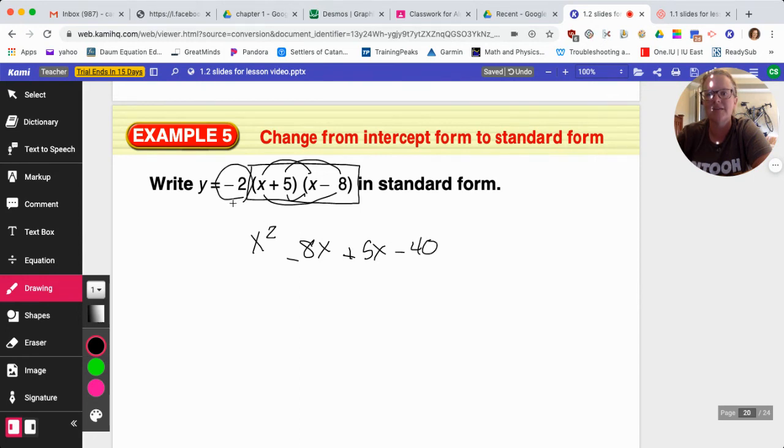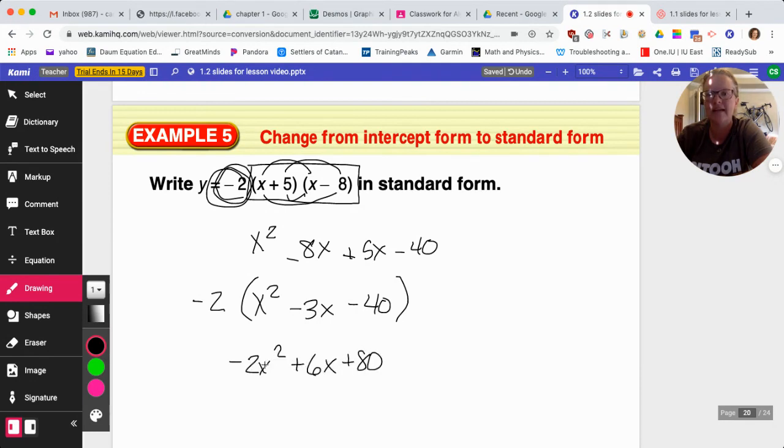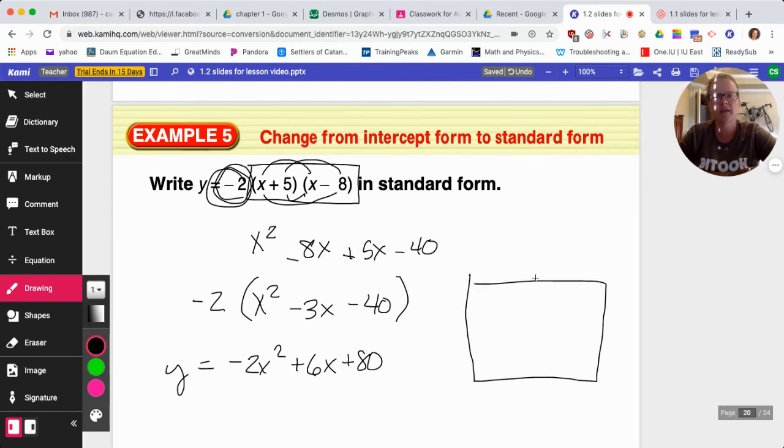We always do this last, okay? So collect like terms, x squared, I have a negative 8 and a positive 5, gives me a negative 3. And then I'm going to distribute that negative 2 through. Negative 2x squared plus 6x plus 80 would be my answer. Let's go ahead and check that. Make sure I didn't mess anything up because it happens. We got it. Okay, with this one really quick, I'm going to do the box method, but we still have to make that negative 2 wait until the end.